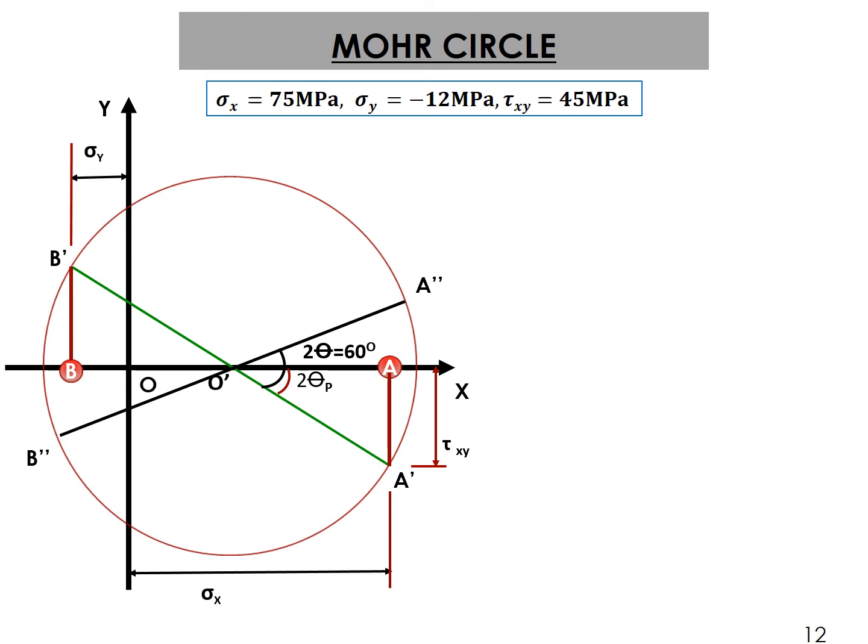This A dash point is with sigma x. Now this has been rotated here to A double dash. So it means if I find out this distance from here to point A, you can guess what it will be. It will be sigma x star or double dash. That is the normal stress.